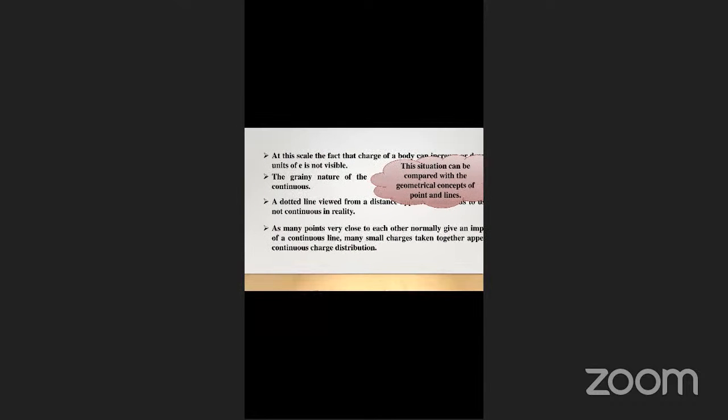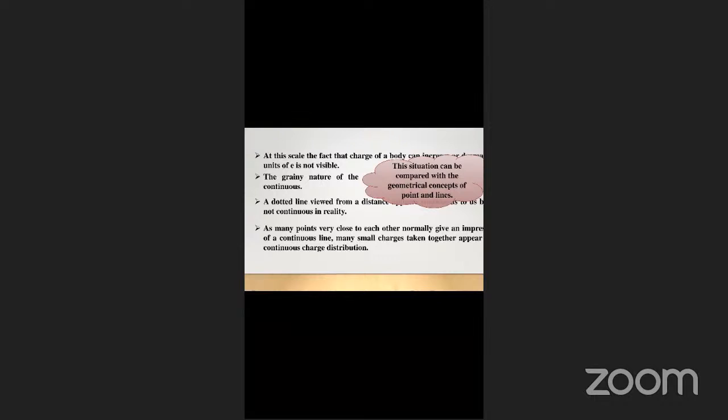So next point. At this scale, the fact that the charge of a body can only change integrally in units of e is not visible. Why? Because this is a very small value, so in a microscope this value is not visible. The next point, this is generally the nature of a continuous distribution. This is a very important point.